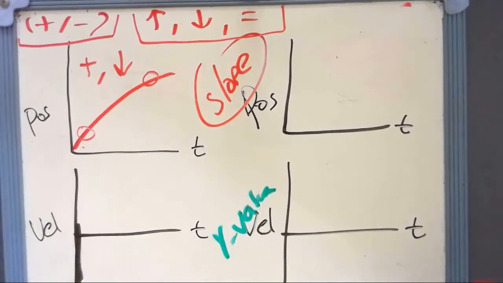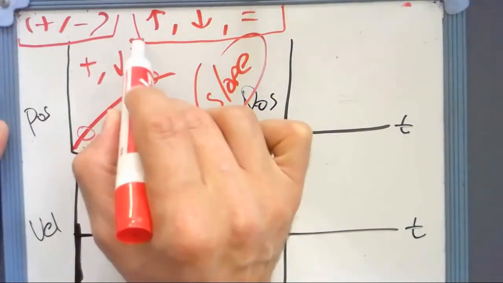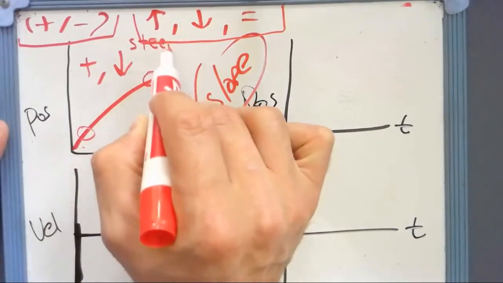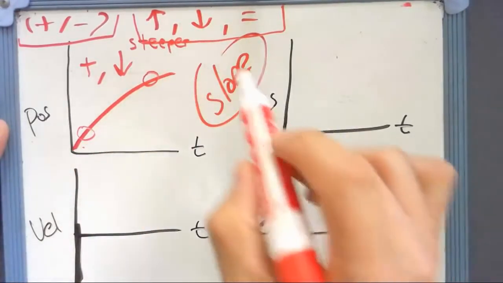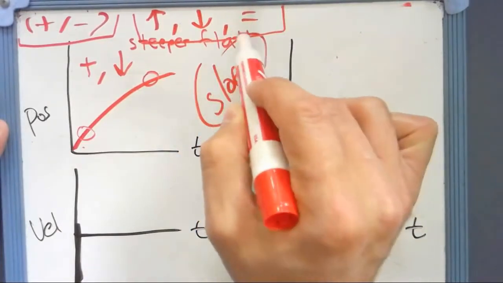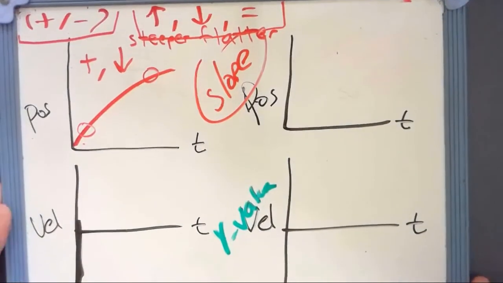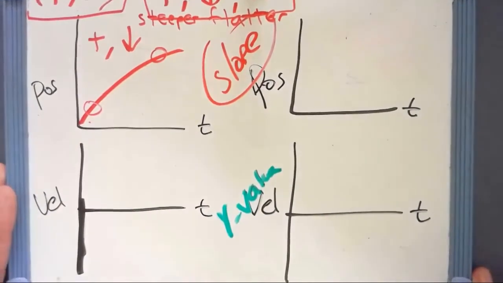It wouldn't be a bad idea to write this down: increasing speed, for the slope at least, means the slope is getting steeper. Decreasing speed means the slope is getting flatter. So if the slope gets flatter, we're slowing down. Positive direction, slowing down.